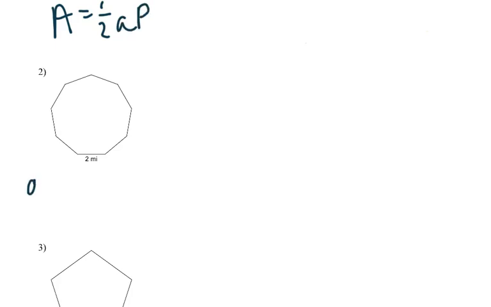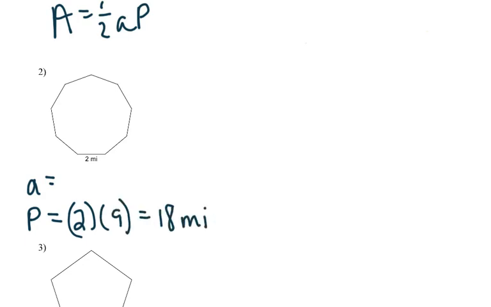We are looking for our apothem and our perimeter. So we have 9 sides, and each side is 2 miles long. So 2 times 9 gives us a perimeter of 18 miles. And now we need to find our apothem.